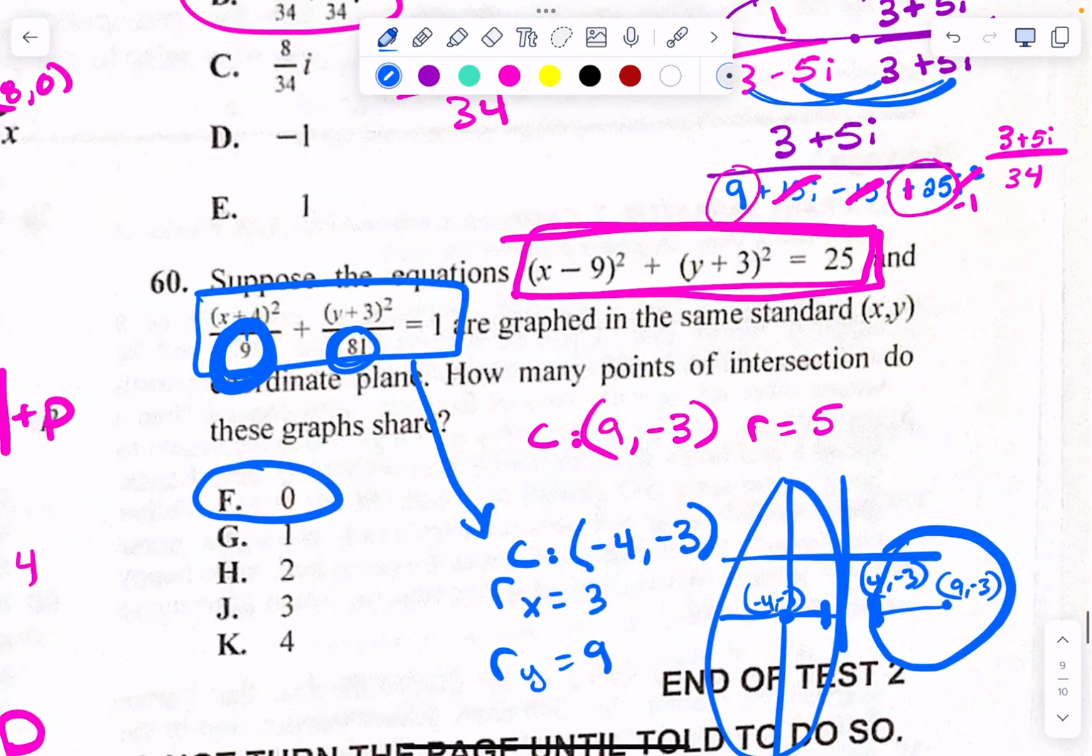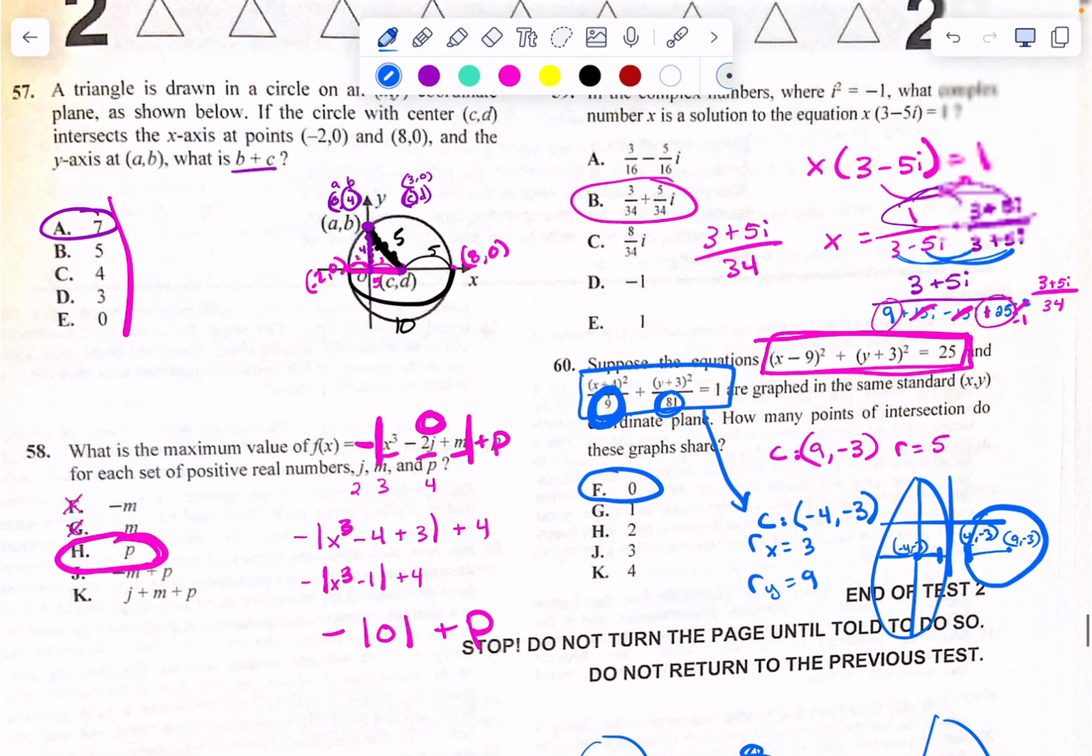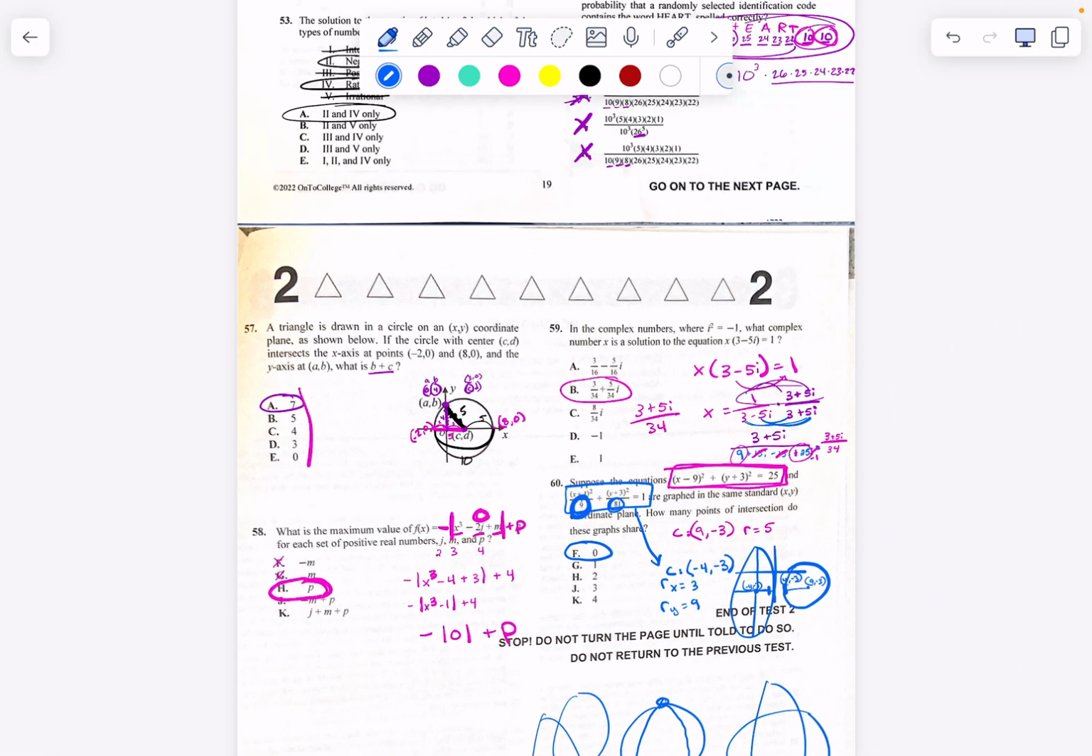That one's just kind of a graphing and figuring out. We kind of made a mess of it. Okay. Ooh, those last 5. Ooh, that was tough. All right, there you go.